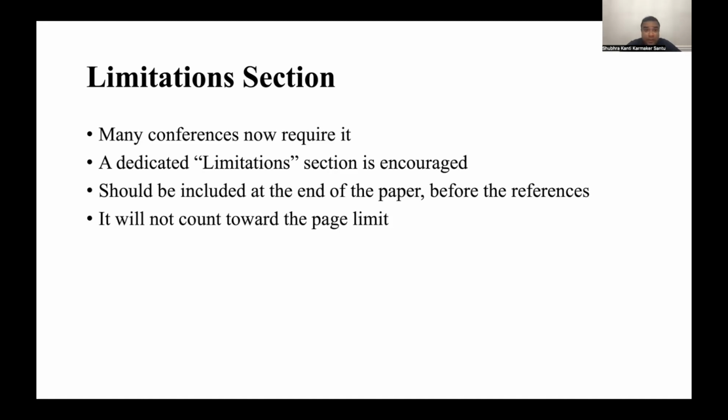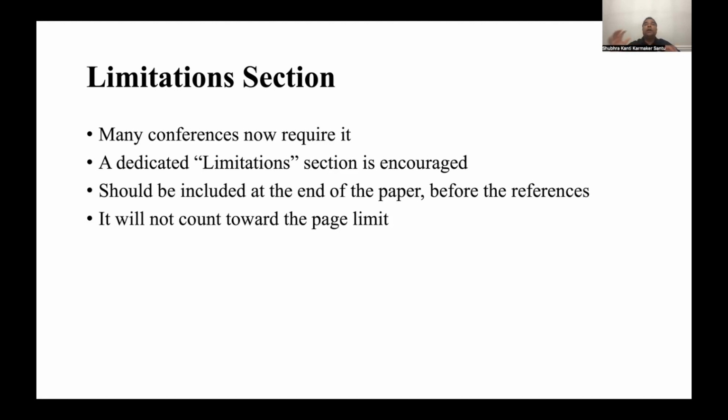Okay, let's talk about the limitations section. Many conferences, especially the ACL conferences, now require this. And ARR also encourages a dedicated limitation section. It is not enforced at this moment, but it is highly encouraged. This should be included at the end of the paper before the references, so after the conclusion and before the references, and it will not count toward the page limit.